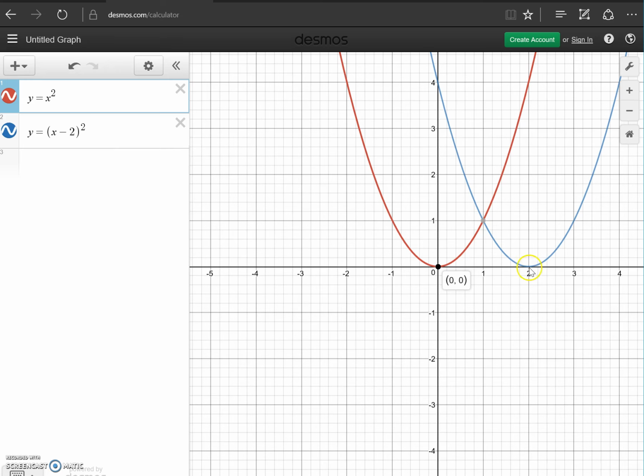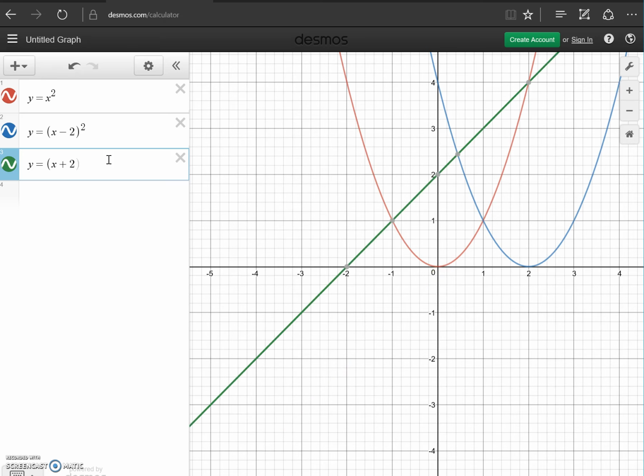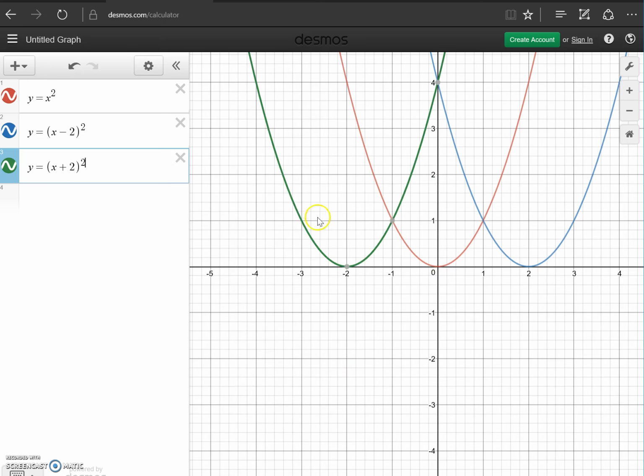And the only number that's going to make that inside 0 is 2. In other words, 2 minus 2 is 0, and then 0 squared is just 0. And notice we have that point, (2, 0). When I put this equation, y equals (x plus 2) squared, notice that it shifted in the opposite direction to -2. And that's again because -2 plus 2 is 0, and 0 squared is 0.